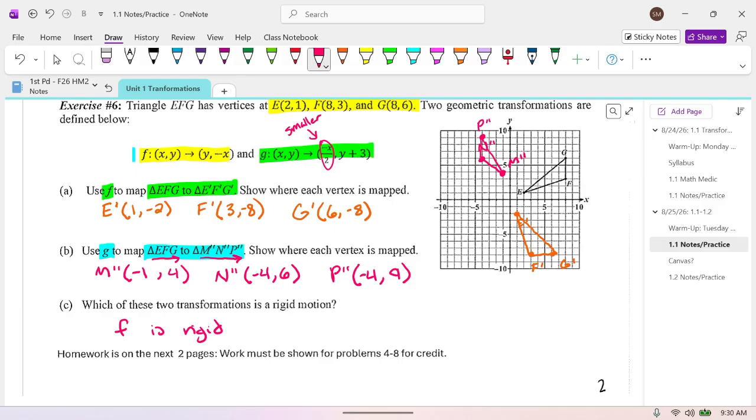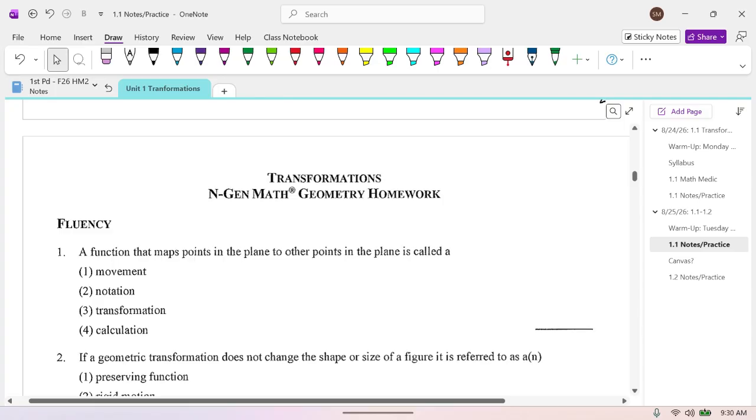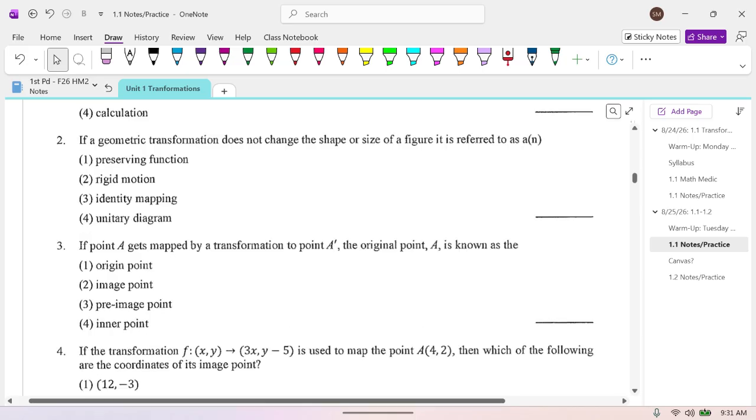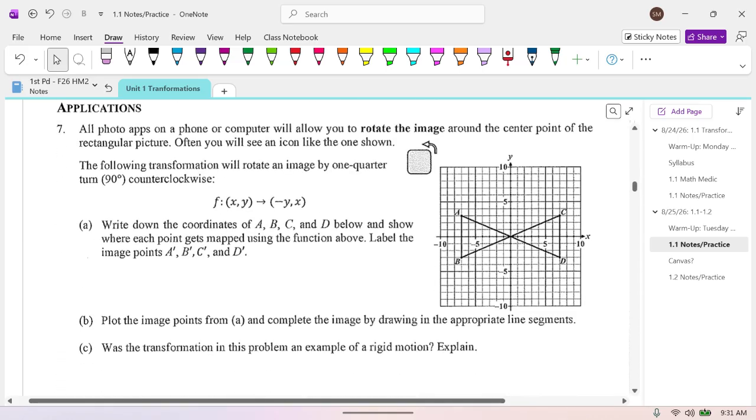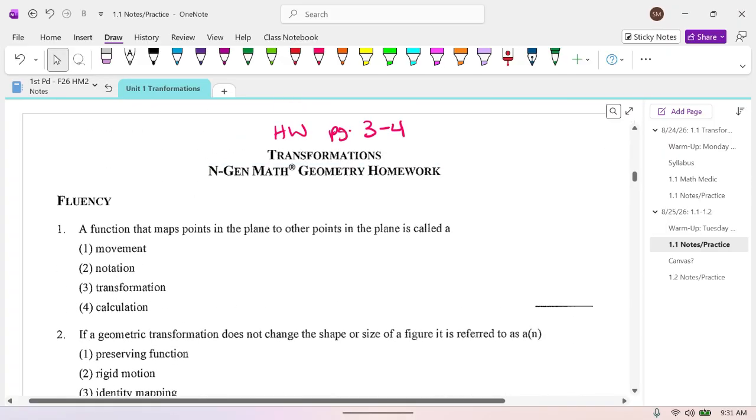Okay, so make a note. The first part of your homework tonight, we're not done with notes, but the first part of your homework tonight is pages 3 through 4. All of it. It's only 8 problems. Okay. Now, don't start working on it yet. Go to page 5.